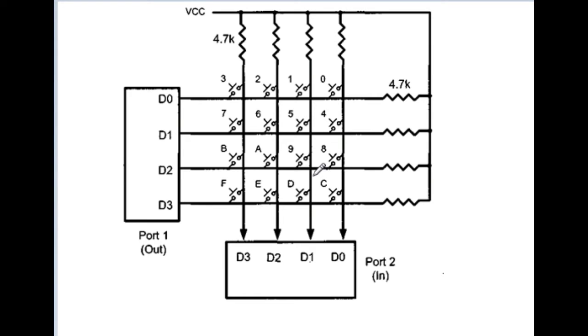So friends, this is a hardware component. It's a switch matrix of 4x4. Here we have 16 switches in total, where we can apply 16 different values. So let's start. First, we have to detect whether the switch is pressed or not. Let us assume that I am pressing the button 5.